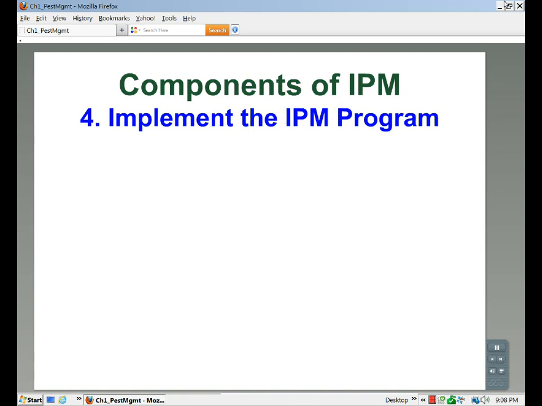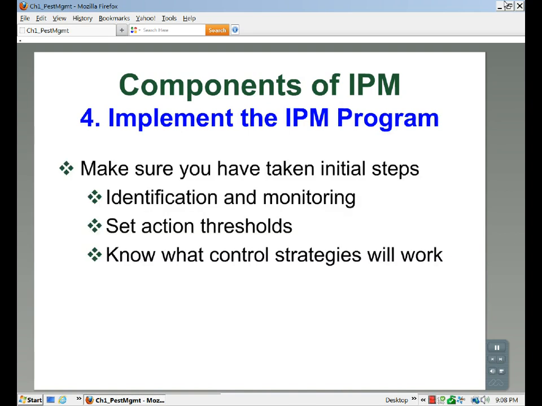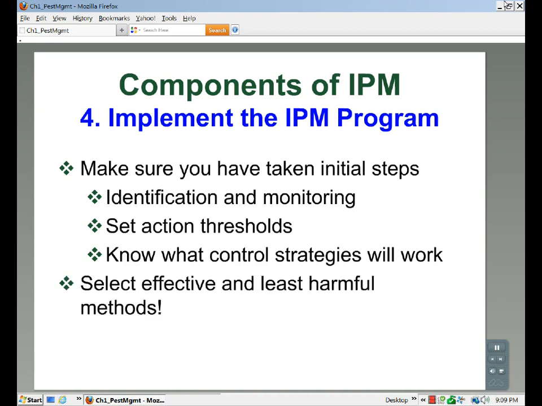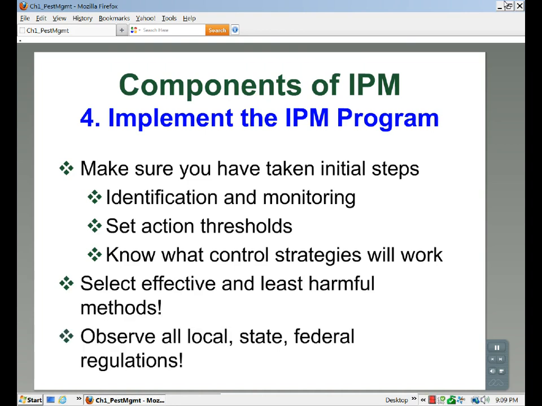Always follow these steps before implementing an IPM program. Identify the pest and set up a monitoring program. Know the economic or action threshold as well as the economic injury level. Consider the available management options. Evaluate the benefits and risks of each method. And make sure your control strategy falls in step with any regulations.